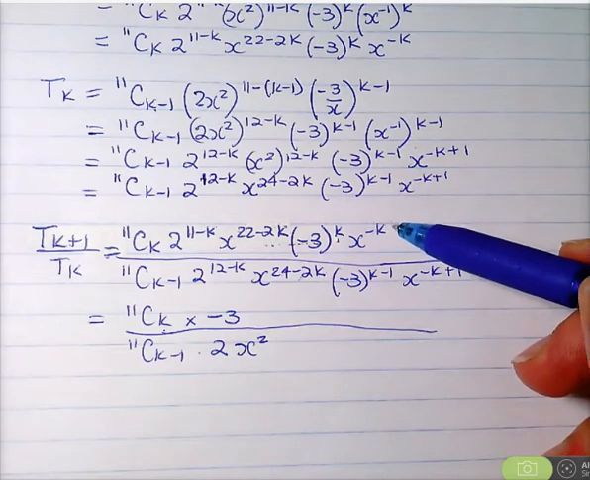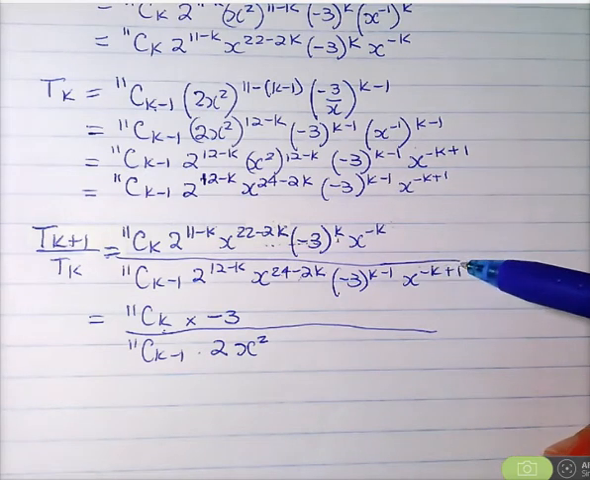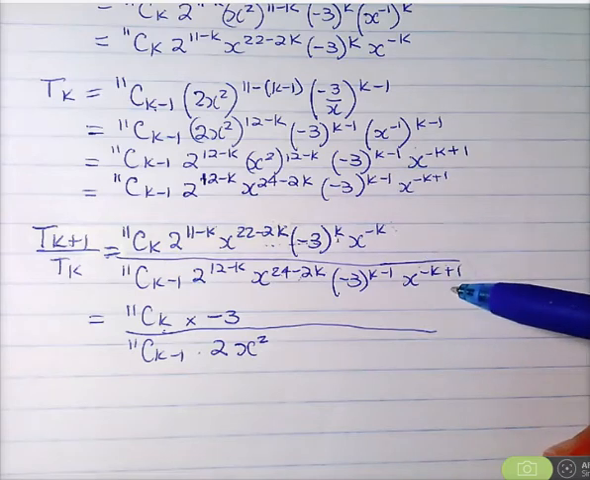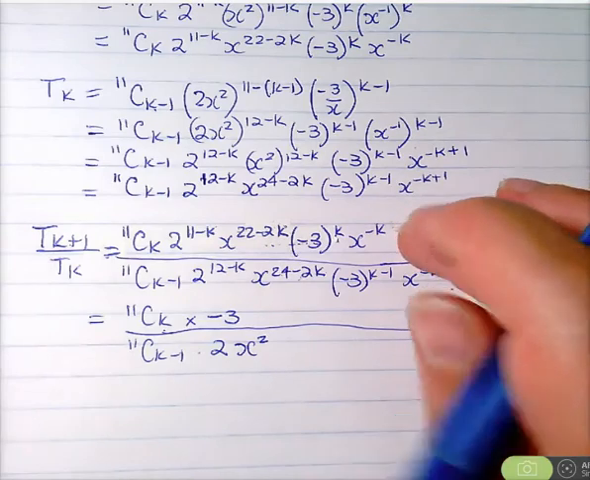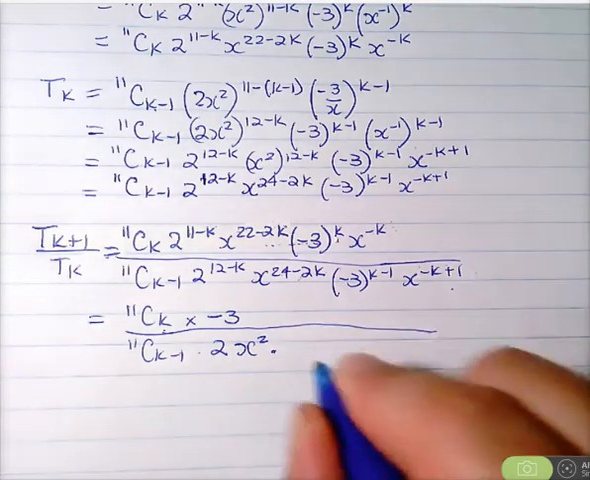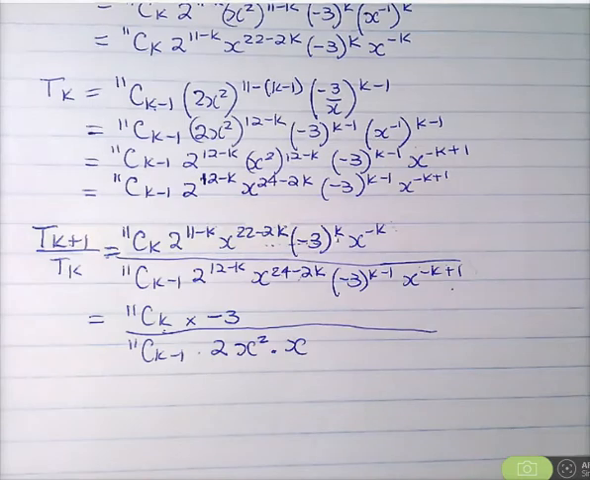Let's try a value. If k is negative 3, this would be negative 3 plus 2. That's negative 3, that's negative 2. Negative 2 is higher. Of course, the k plus 1 is higher than the k. So we've got an extra power of x on the denominator there.